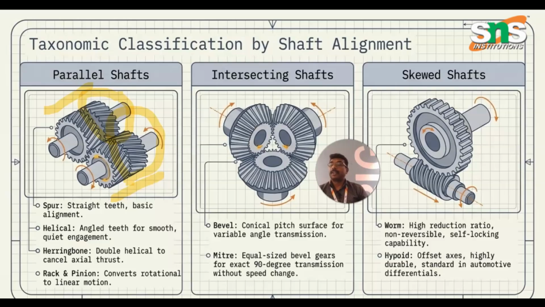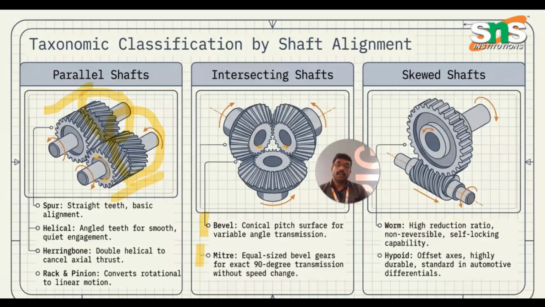And the fourth type is the rack and pinion, in which there is a shaft and gear attached to a table-like structure, which is not given in the diagram here. But this rack and pinion is very useful for converting the rotational motion of the shaft to linear motion over the table. Number two, intersecting shafts. It can be either the bevel gear or the miter gear. Bevel gear is all about the conical pitch surface at its periphery, which is not seen for the parallel shafts.